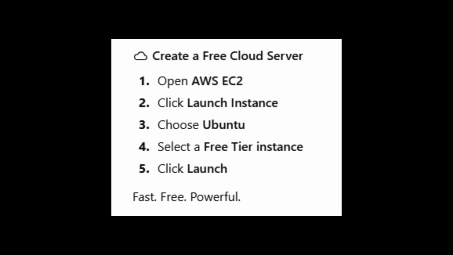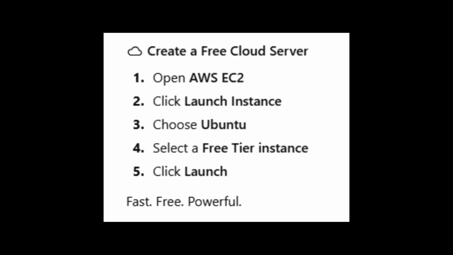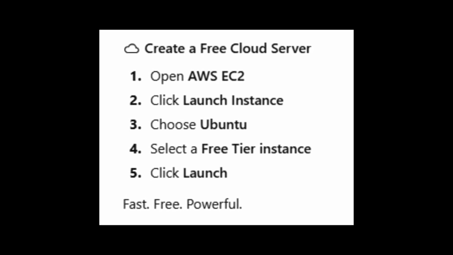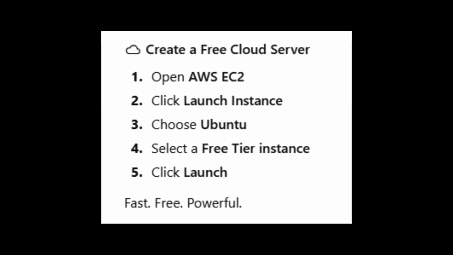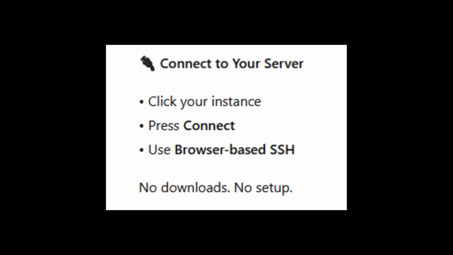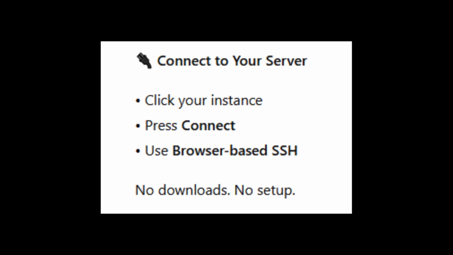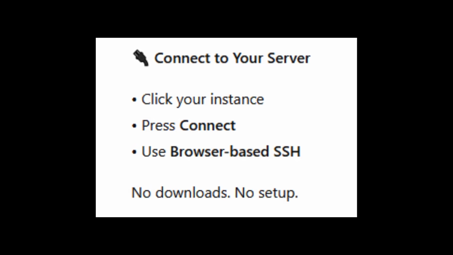To get started fast, we'll use a free AWS server. Create an Ubuntu EC2 instance using the free tier and launch it in just a few clicks. Once your server is running, connect using the browser-based terminal. You don't need to install anything on your computer.